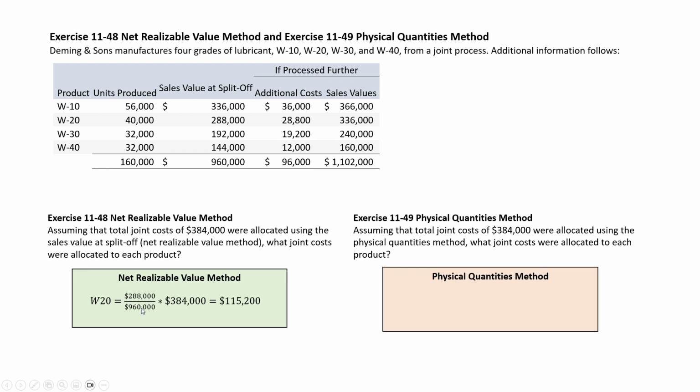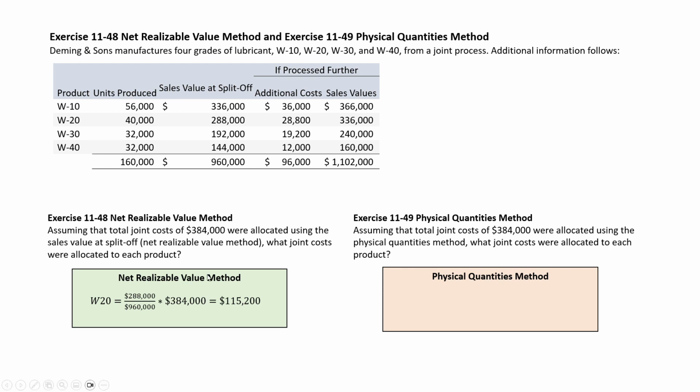So if I take $288,000 divided by $960,000 and then multiply that times the joint cost of $384,000, I'm going to allocate $115,200 out of that $384,000 to product W20. One benefit of the net realizable value method is that the gross profit margin is going to be consistent amongst all the different products because you're allocating costs based upon the relative sales value.